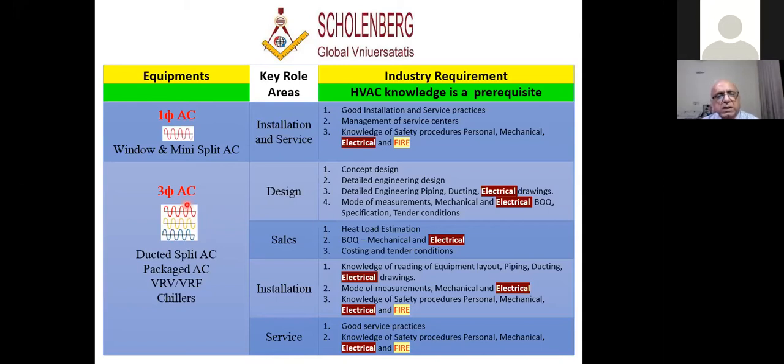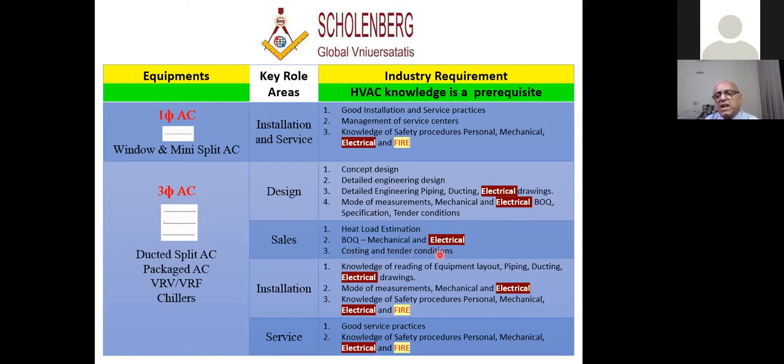Then we have 3-phase AC equipment. In this we have duct split AC, package AC, VRV, or we also call them VRF, and chillers. What are the key role areas? Design: concept design, detail engineering design, detail engineering piping, ducting, and electrical drawings. Mode of measurements, mechanical and electrical, BOQ, specification, tender conditions. Then you have the sales area: heat load estimation, BOQ, mechanical and electrical.